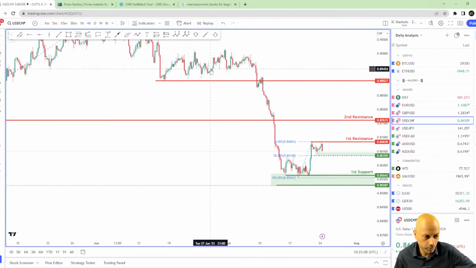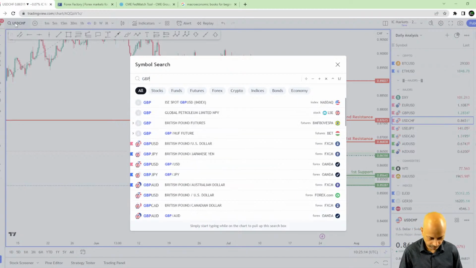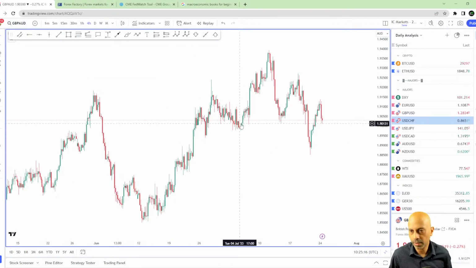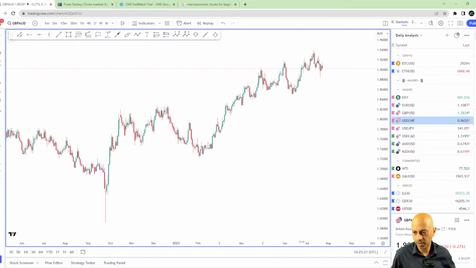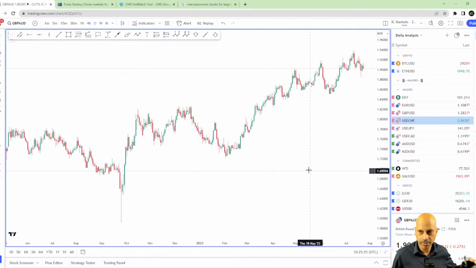Alright, we'll end up with pound Aussie. Let's go to pound Aussie. Okay, so this is the chart for pound Aussie. We'll start off once again, as we mentioned, on the daily time frame to see where price is actually trading.